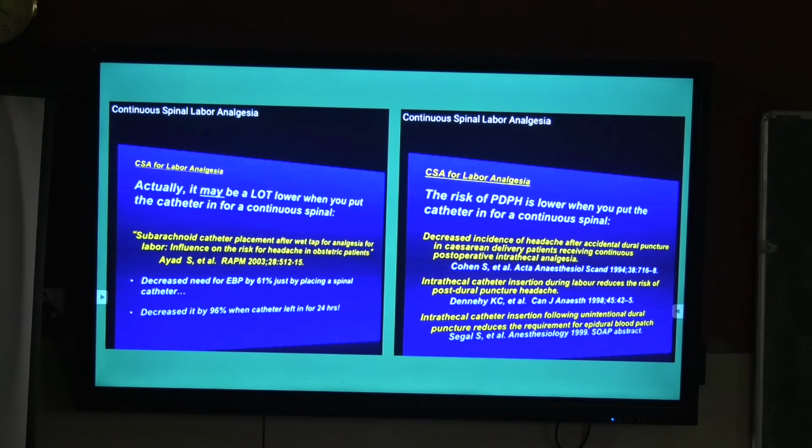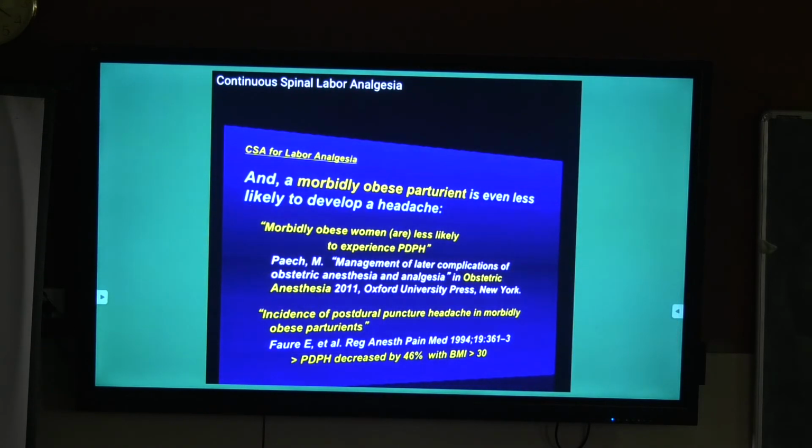Actually, the PDPH is a lot lower when you put the catheter in for a continuous spinal. There is decreased need for an epidural blood patch by 61%. It is decreased by almost 96% when the catheter is left in situ for 24 hours. The risk of PDPH is lower when you put the catheter in for a continuous spinal, and in morbidly obese parturients, it is even less likely to develop a headache. The PDPH is decreased by almost 46% with BMI more than 30.